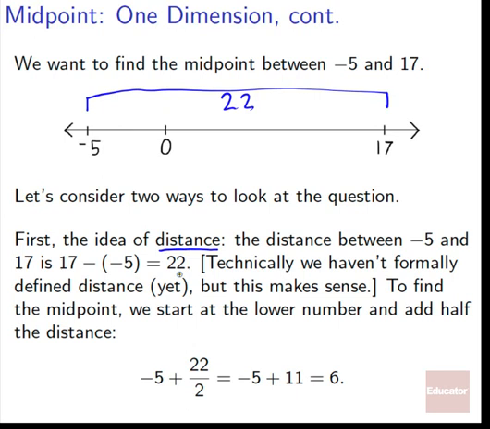So to find the midpoint, we'll start at negative 5, and then we'll work halfway up. We'll go up 22 over 2. So we start at negative 5, and then we add 22 over 2. 22 over 2 is 11, so negative 5 plus 11, we get 6. 6 is our answer. 6 is our midpoint. Let's look at another way to do it, though.